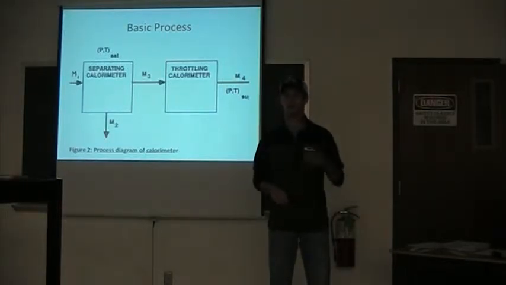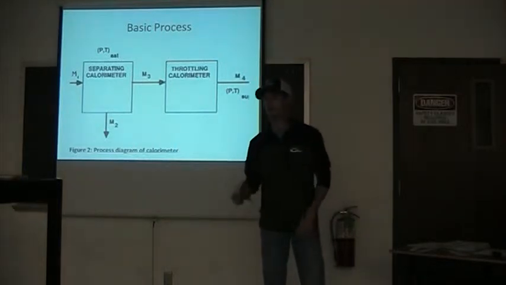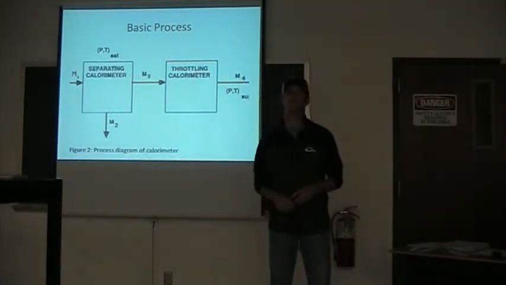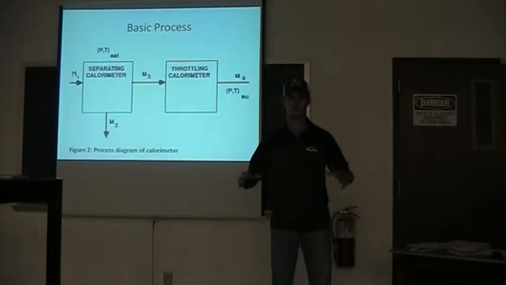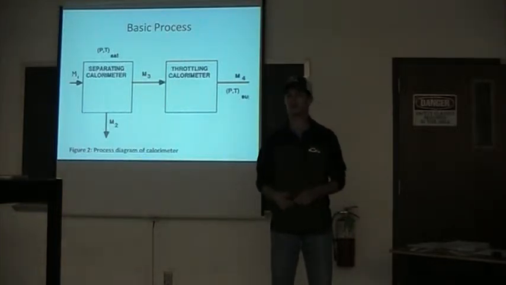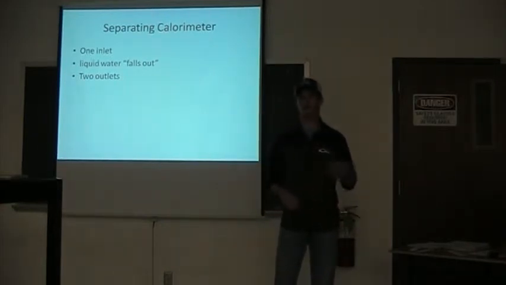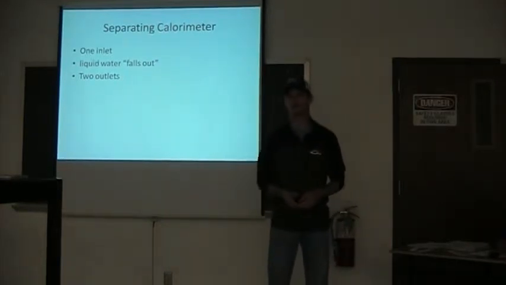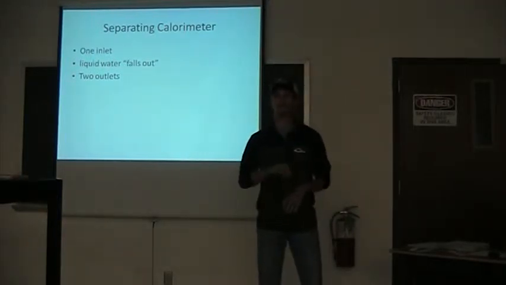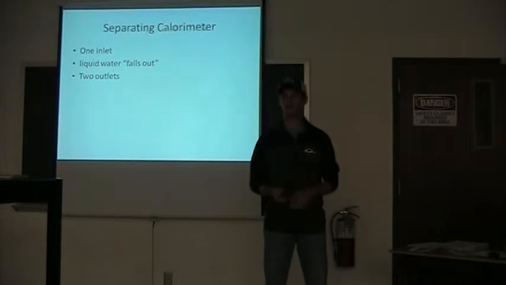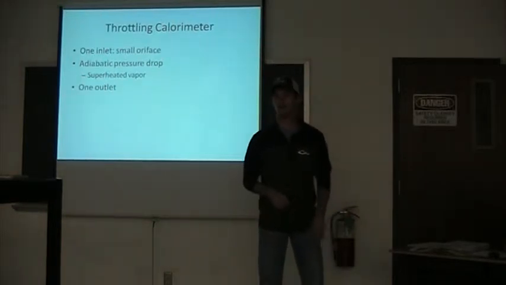The liquid comes out. M2 represents the liquid coming out. That goes into a drain, into a measuring pot. M3 represents the vapor that goes out into the throttling calorimeter. Now the separating calorimeter has, like you saw before, one inlet, one outlet. The liquid water falls out. The vapor goes on to the throttling calorimeter, where it passes through.